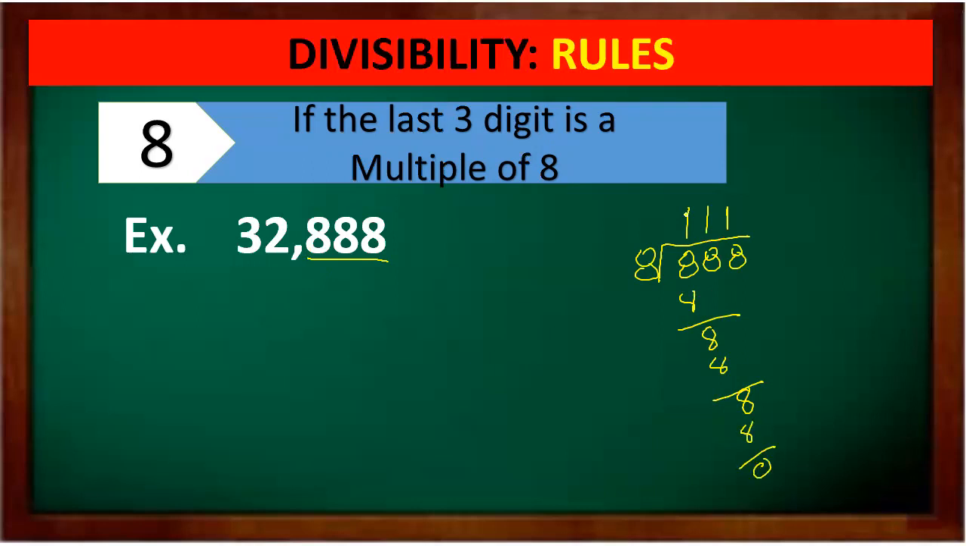Therefore, 888 is multiple of 8 because when you divide 888 by 8, that will give you a whole number which is 111. Okay, so walang remainder. So therefore, 32,888 is divisible by 8 kasi ang last 3 digit is a multiple of 8.